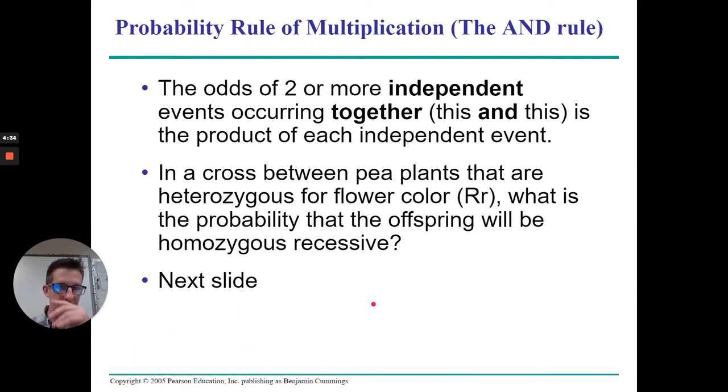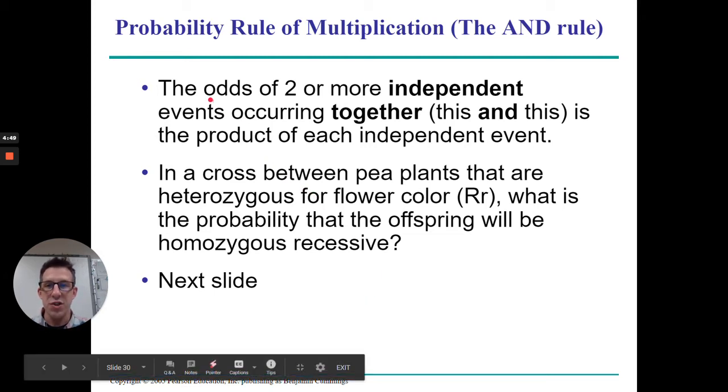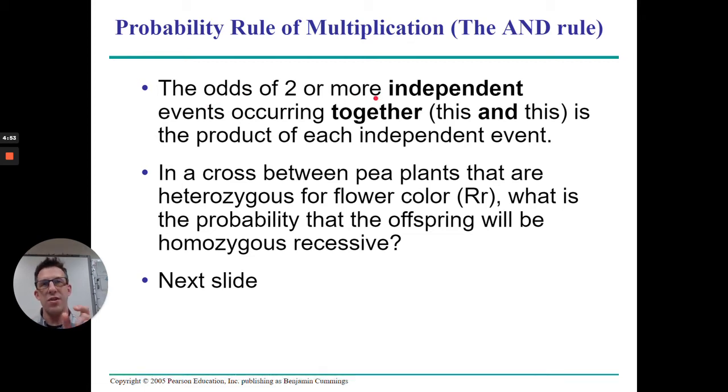Now, the laws of probability, if you have not heard them, there are two of them that at least we're going to use. And so the first one is called the probability rule of multiplication. When I was in college, my professor called this the AND rule, and so I've always called it the AND rule. And so this describes the odds of two or more independent events occurring together, and that's the key here, that two events are occurring together.